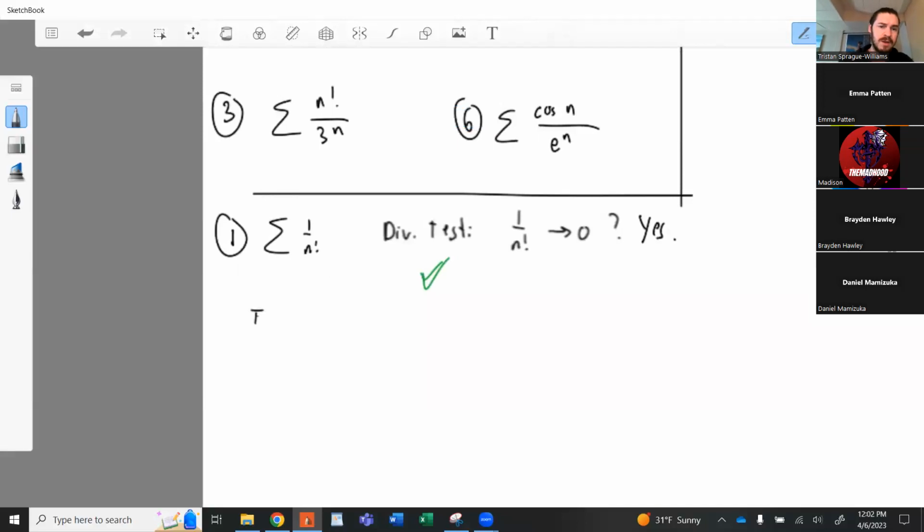Integral test? How about nope? I never taught you guys how to integrate n factorial or 1 over n factorial. So n factorial is not integrable in this class. If you're interested in how to extend the idea of factorial to real numbers instead of just integers, look up, I think it's called gamma functions.